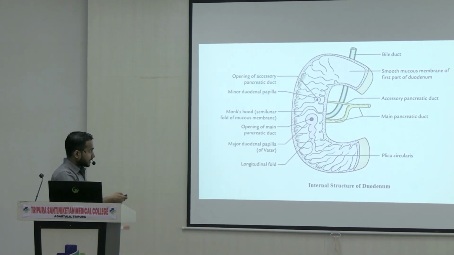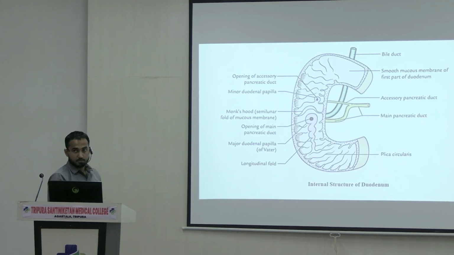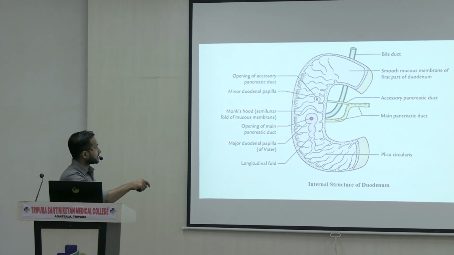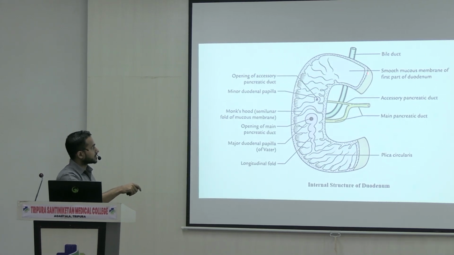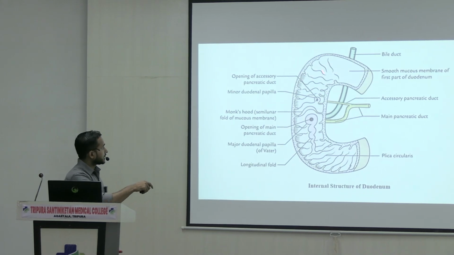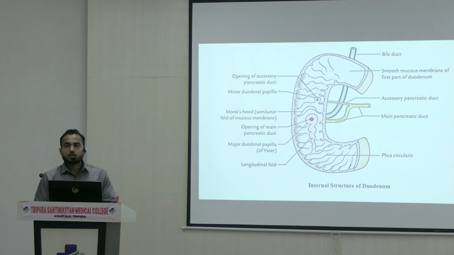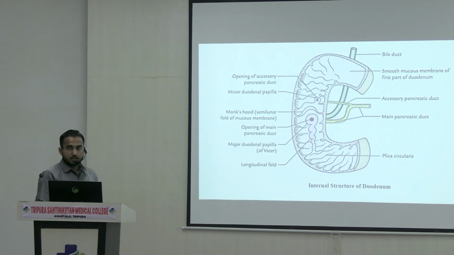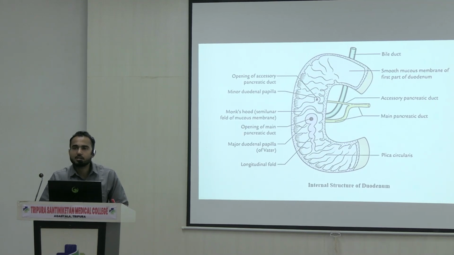If you see the diagram carefully, this is the interior of the duodenum, and you can see these are the circular folds. In the first few centimeters of the first part of the duodenum, these circular folds are absent. Beyond that, you can see the circular folds are present. These are permanent folds. Why are these permanent? Because these folds are formed by mucosa as well as submucosa, that's why they are permanent in nature. These folds are also called valves of Kerkring or plica circularis.